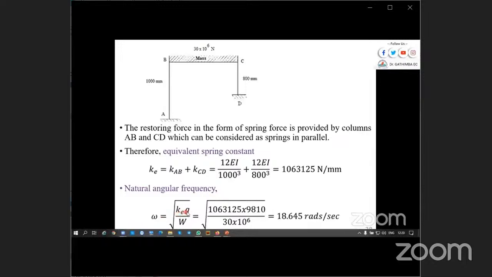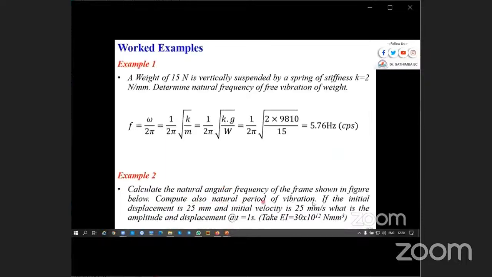Omega, K, and here we just put E so that you know you're talking of the equivalent spring constant or stiffness, K over M, omega. You substitute that, in radians per second. Okay. Then the other question was natural period.